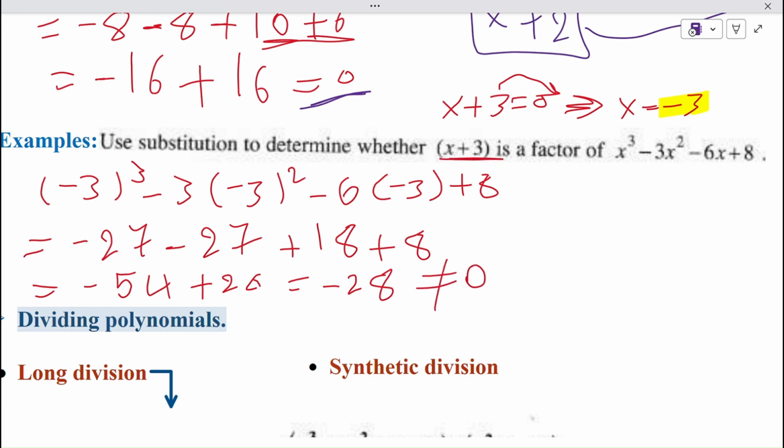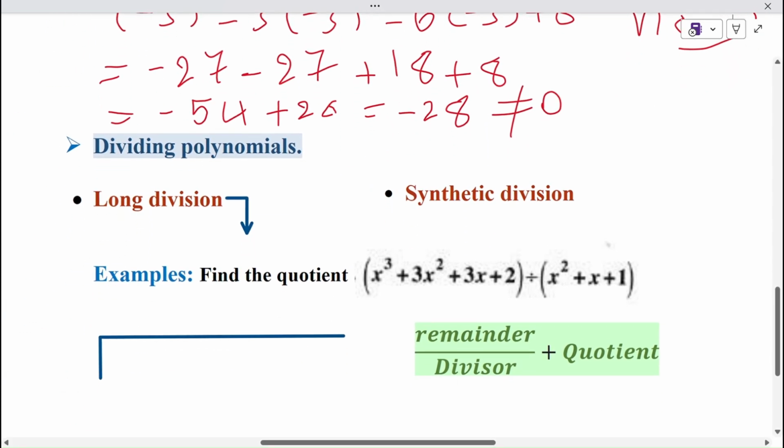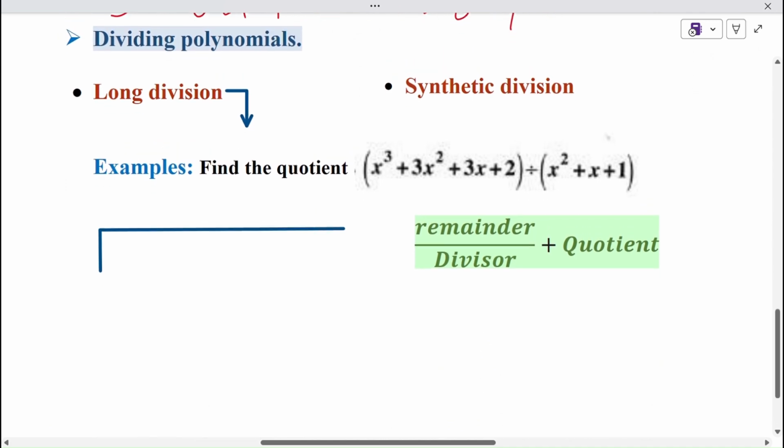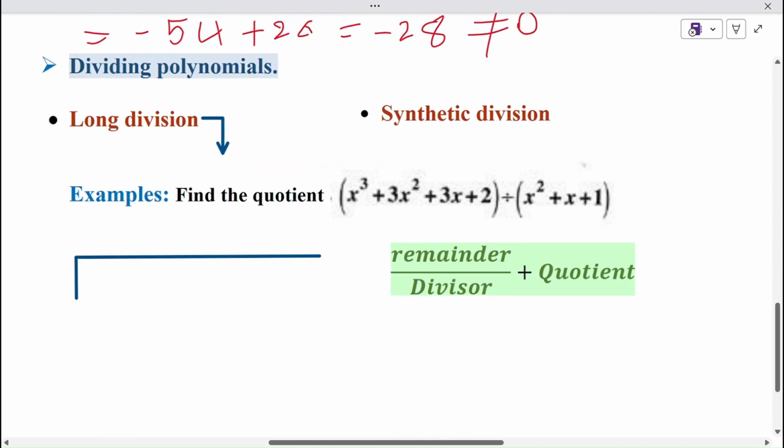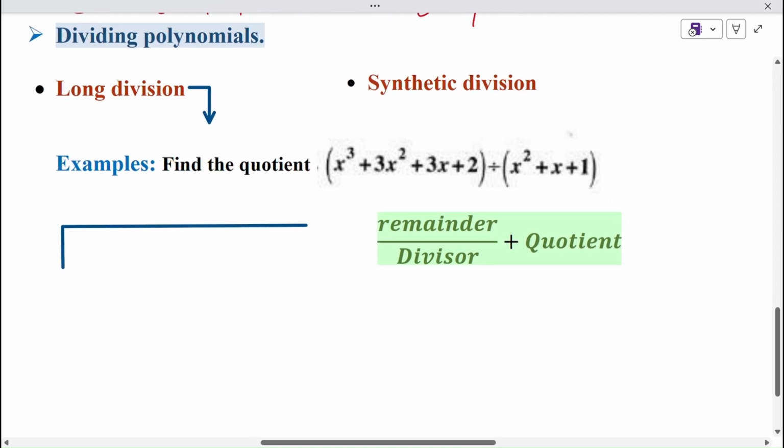It means this x plus 3 is not a factor of this polynomial. This is about factor theorem. What about dividing polynomial? We finished all multiplying polynomial. Here we will study dividing polynomial.